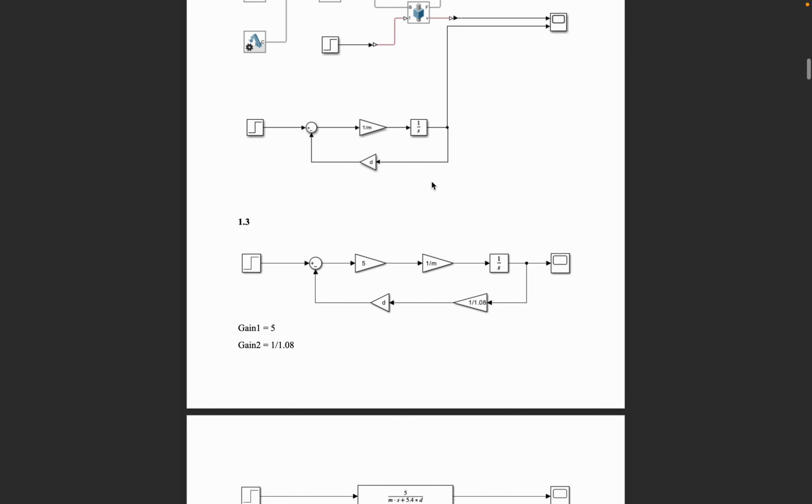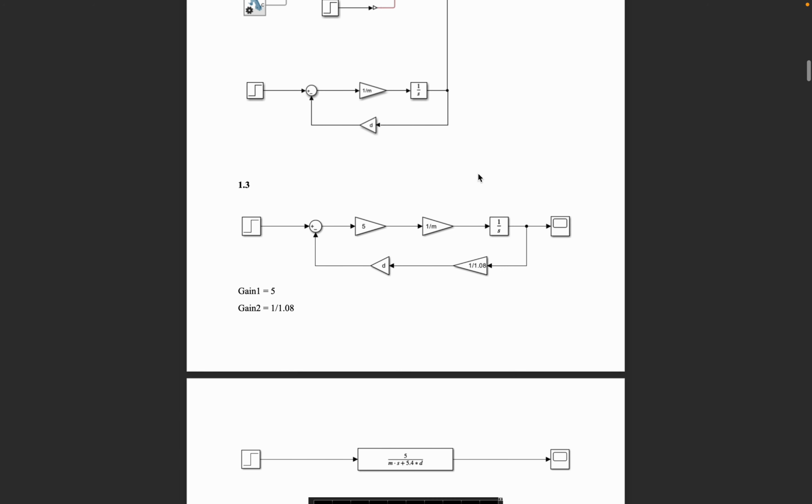And here I use the best cases for two gains to get the reference speed. Gain 1 I set to 5 and gain 2 I set to 1 over 1.08.